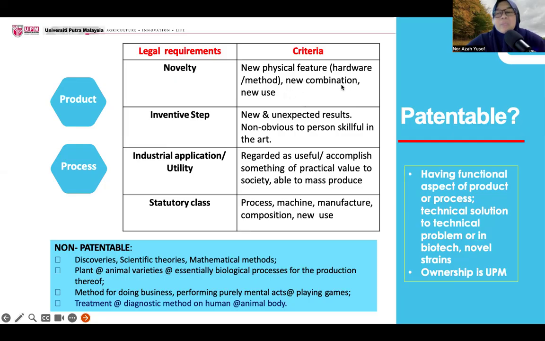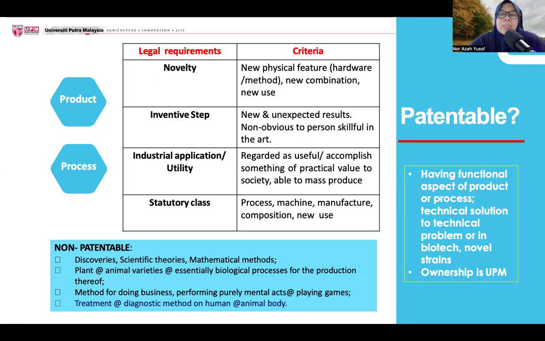All right, new material, for example, or a new use. So it doesn't have to be 100% novel such that nobody has done it. It can also be an industrial application regarded as useful, accomplishing something of practical value to society, able to be mass produced. Meaning that it probably is not that novel, it's not something new, but in terms of application, it is a little bit more user friendly. So those can also be patented.